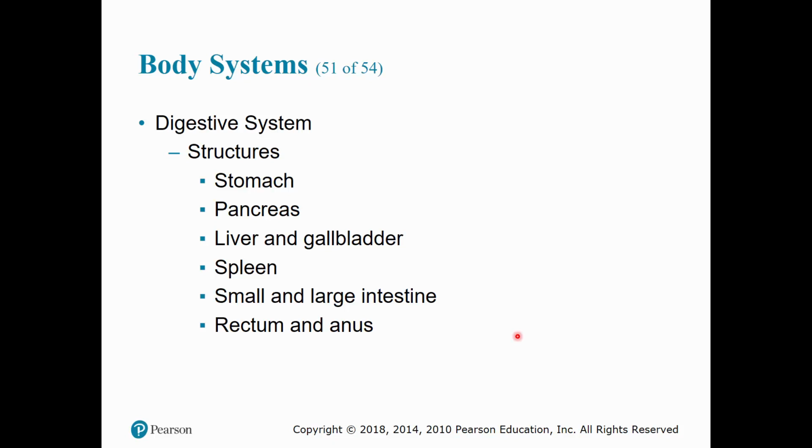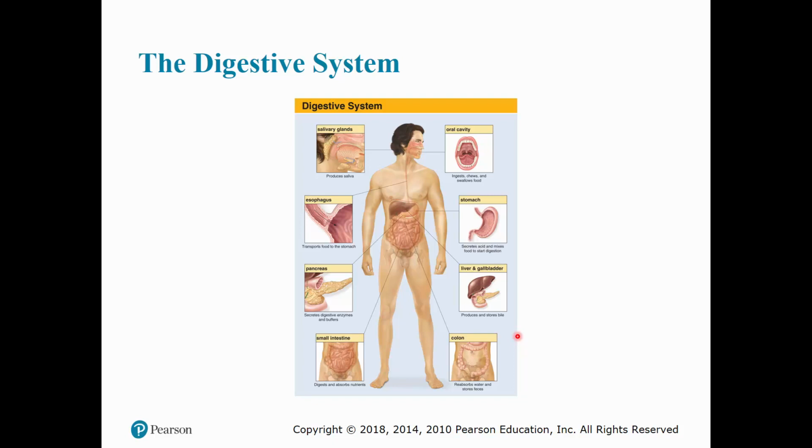Your digestive system is comprised of your stomach, which secretes acid and also mixes food to start digestion. But that's not where digestion begins. It begins within your oral cavity. As you're chewing your food, enzymes are beginning to be released to begin the digestion. Then it goes down your esophagus to your stomach, where it continues being broken down. It then goes into your intestines, into your small intestine, and eventually into your colon.